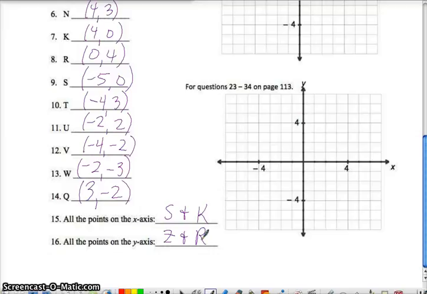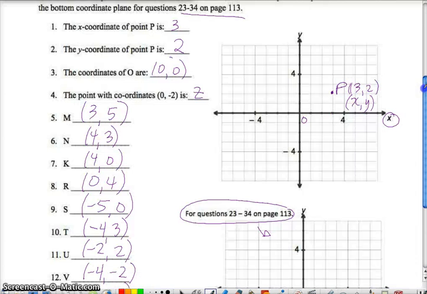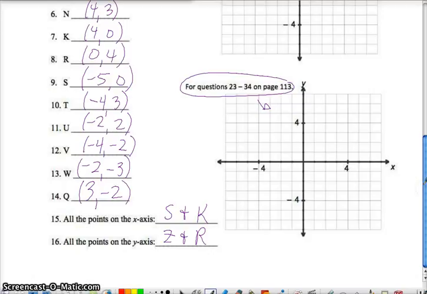Now 23 through 34, go ahead and graph here. So that's good for your practice of graphing. You can check with me to see if you got them right, see how you did, and then you need to continue with the back.